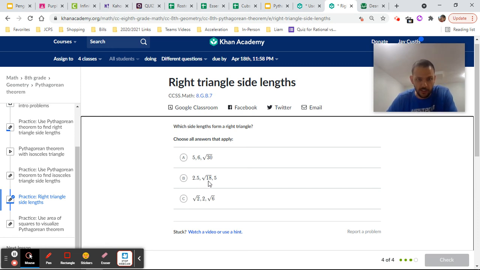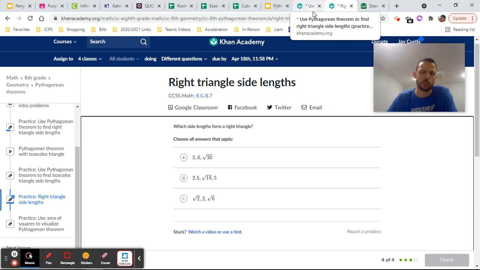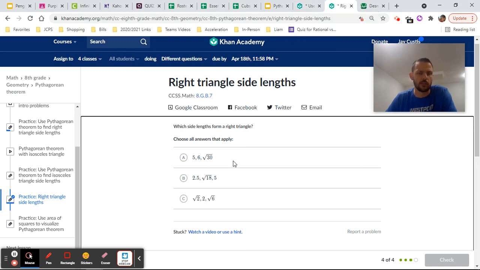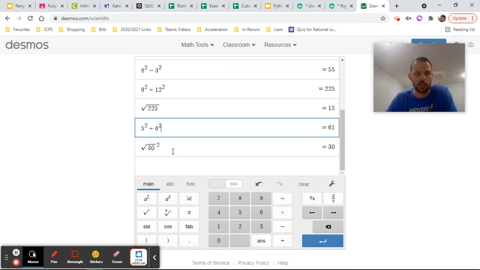2.5, square root of 18, and 5. So what would the square root of 18 be? Let's just double check. It's between 4 and 5. It's got to be less than the square root of 25, and the square root of 25 is 5. So I know this is a leg. I'm just double checking here. They still do have them in order. So 2.5, square root of 18, and 5.